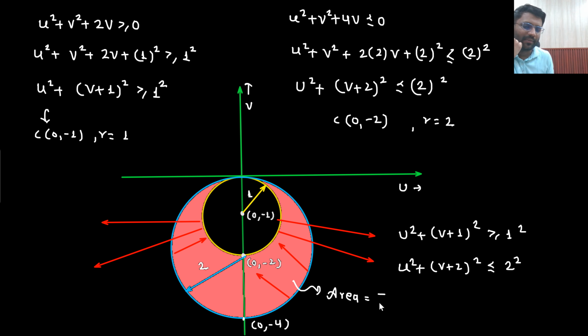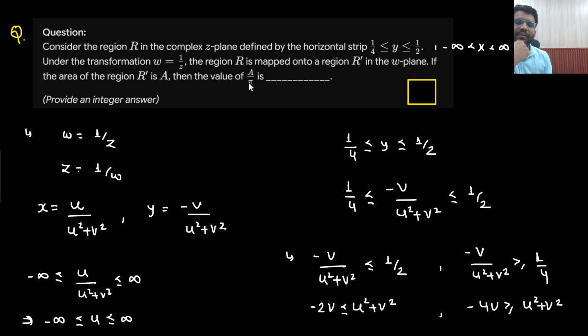So the area would be nothing but pi r square. R square will be 2 square minus pi into 1 square. So answer will be 3 pi. That will be the area. 3 pi is the area. So 3 by pi, answer will be 3. What will be the answer? Answer will be 3. There you go. So it is a good question.